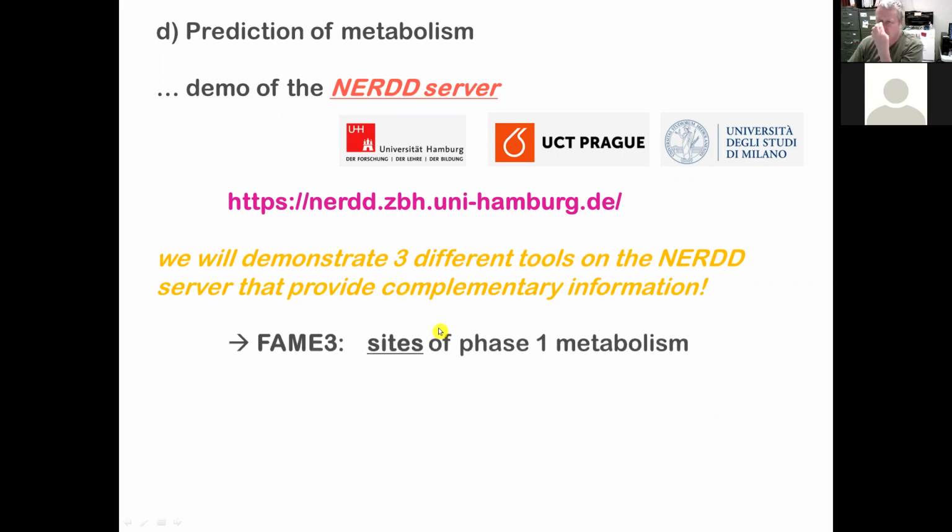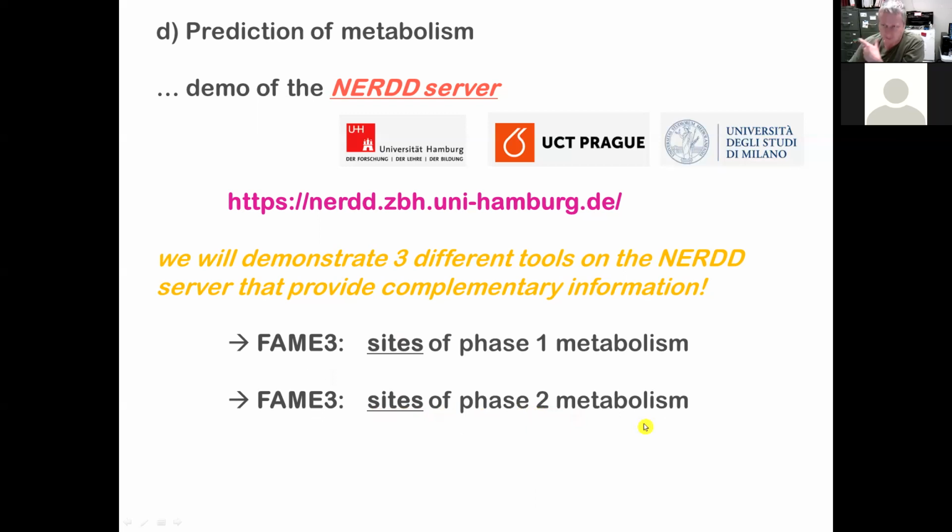One is a tool called FAME3, which determines the sites and maybe statistical probability of phase 1 metabolism. So just like look at a molecule, figure out where in the molecule is likely to be metabolized by phase 1. Because you can change the structure to maybe avoid metabolism, right? And there's also the FAME3, which offers the sites of phase 2 metabolism. So which atoms might get conjugated. So it uses some pretty sophisticated algorithms to do this.